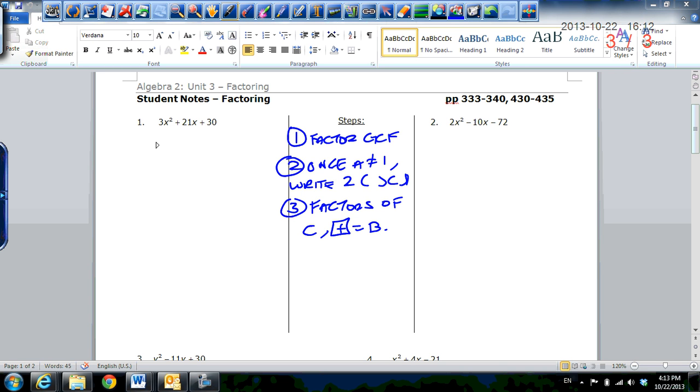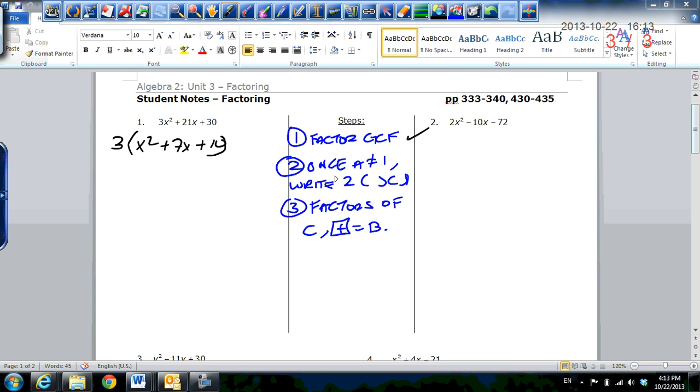So the GCF is the main thing in front of every single piece of our equation right here. If I can take something out, in this case I can pull a 3 out of each piece. So this would be x squared, this would be 7x, and this would be 10. So that's step one, factor out the GCF.